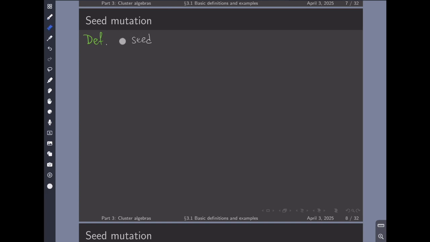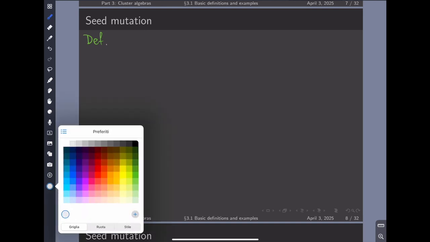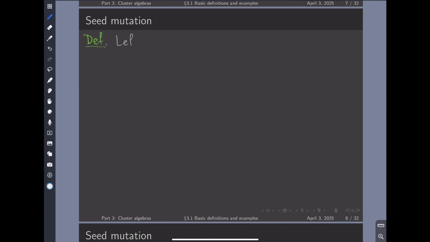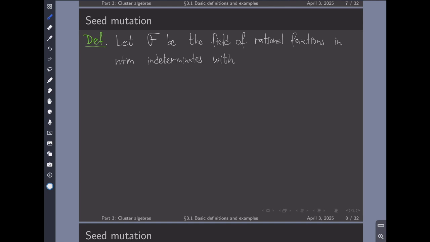Before that, let F, it's kind of calligraphic F, be the field of rational functions in n plus m indeterminates, algebraically independent indeterminates, or variables if you want, with rational coefficients.